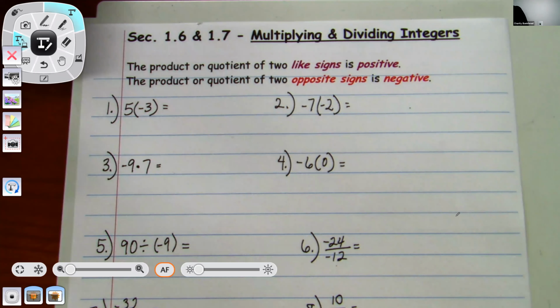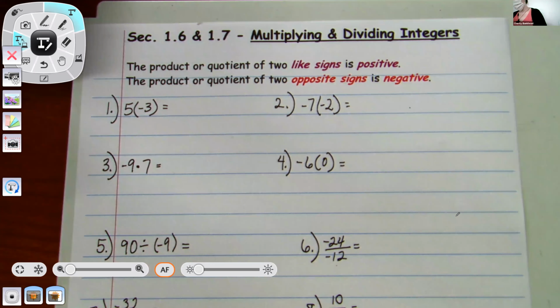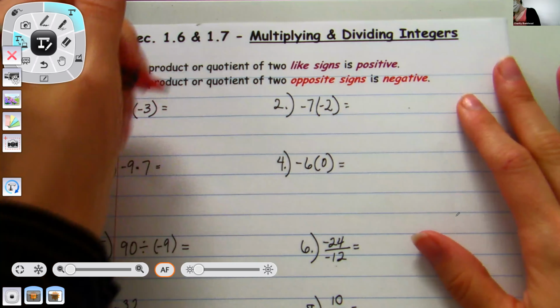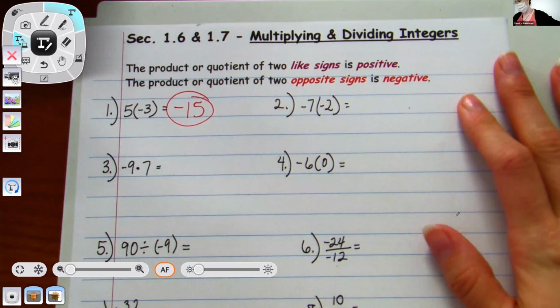One way that we show multiplication is just with parentheses like this. So that would be 5 times -3, which equals -15. -7 times -2 is going to be +14.